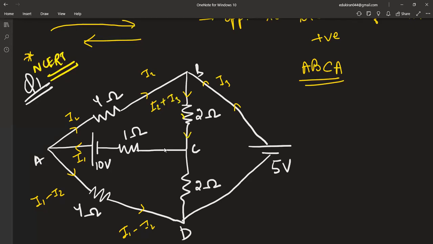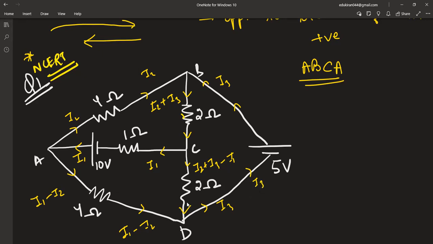Yes? From here, I1 left. So how much will go here? I2 plus I3 was coming, I1 left. So I2 plus I3 minus I1 is coming into this branch. Again, now I1 minus I2, I2 plus I3 minus I1 comes. How much will be left? Again, I3 will be left. So you can check. Entire current has been divided.